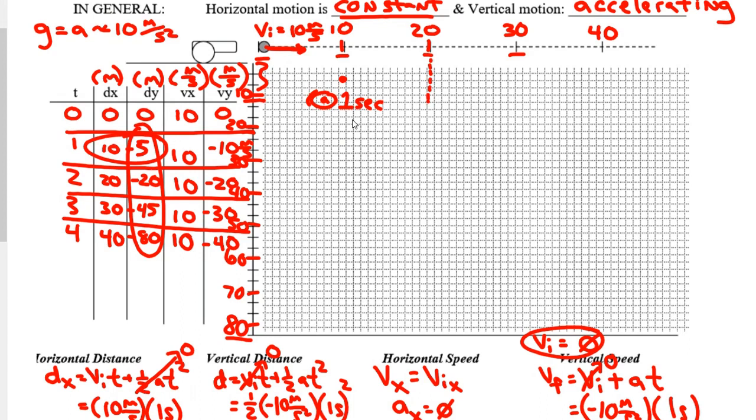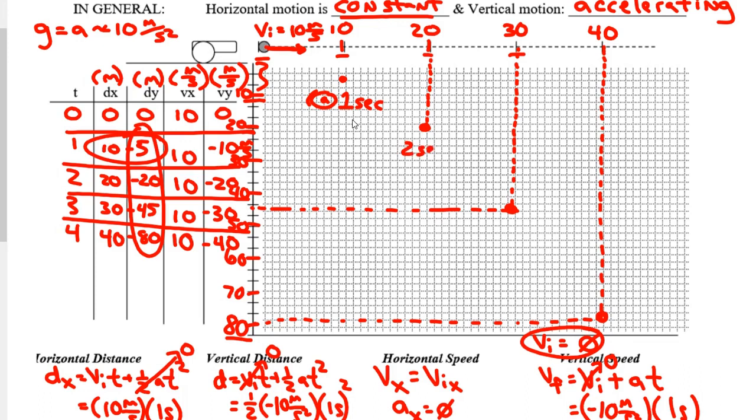Somewhere right around here. Okay, at 3 seconds, it'd be at 30, 45. So there's my 30, drop a line down, and then drop a line over. It'd be right at that intersection. And then at 4 seconds, it'd be at 40, 80. Just about to the ground here. So that's where the cannonball will be every second.